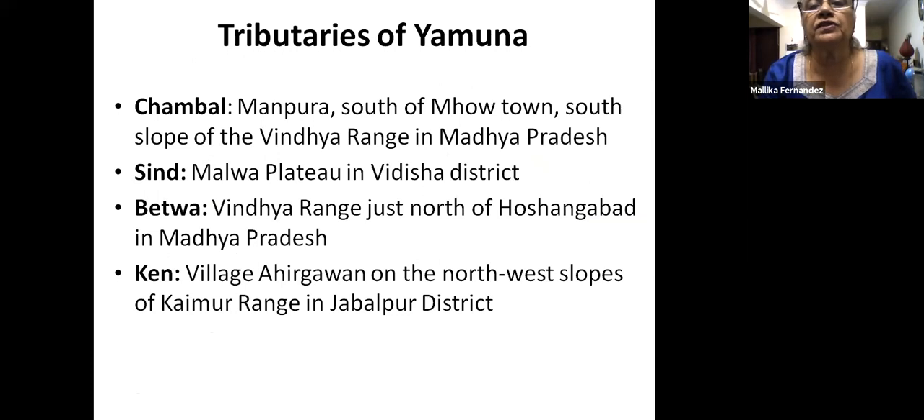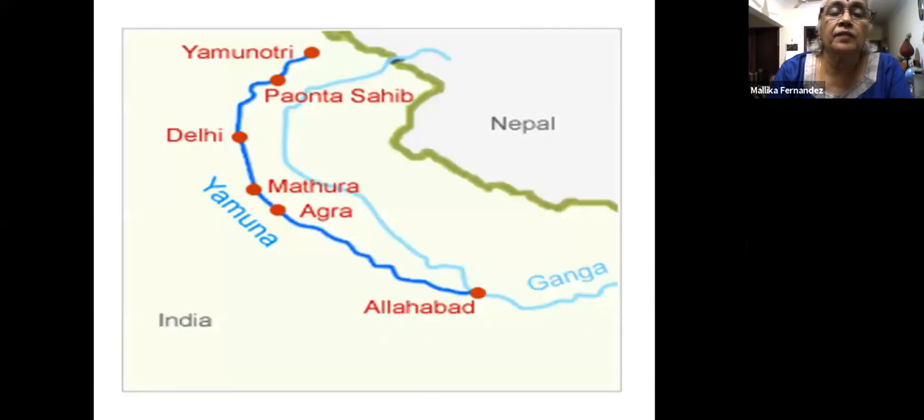Then you have tributaries of the Yamuna. I've already told you this, Chambal, Sindh, Betwa, Ken. You just need to remember the order. I don't think you need to remember more of the details. Though I've given you the details, it may be a little difficult to remember so many details. But you have to just keep on reading and keep on memorizing and keep on looking at that.